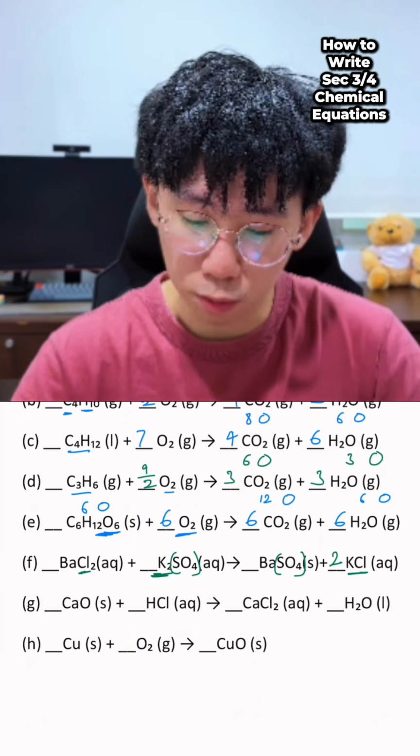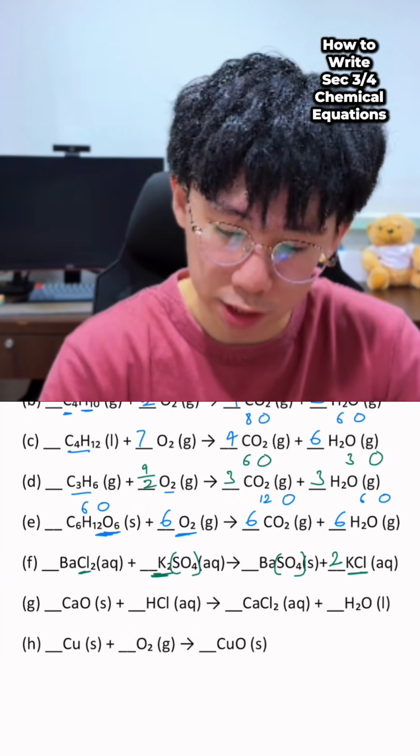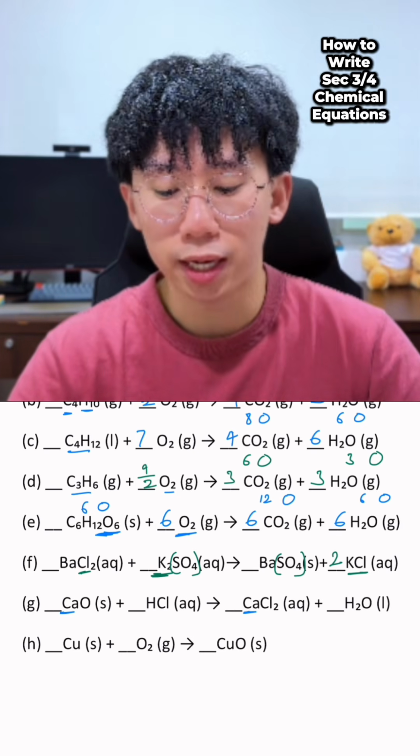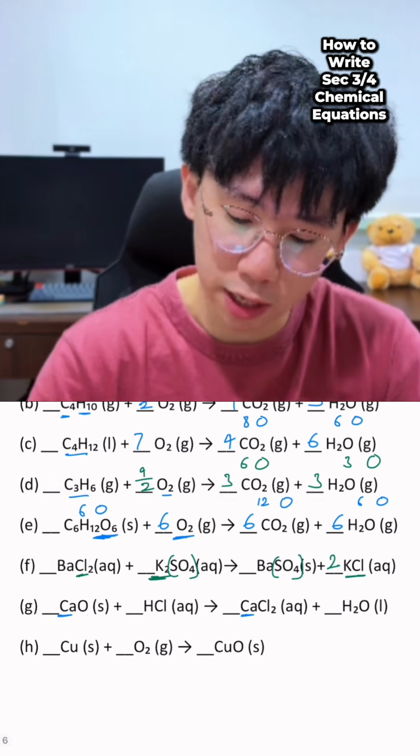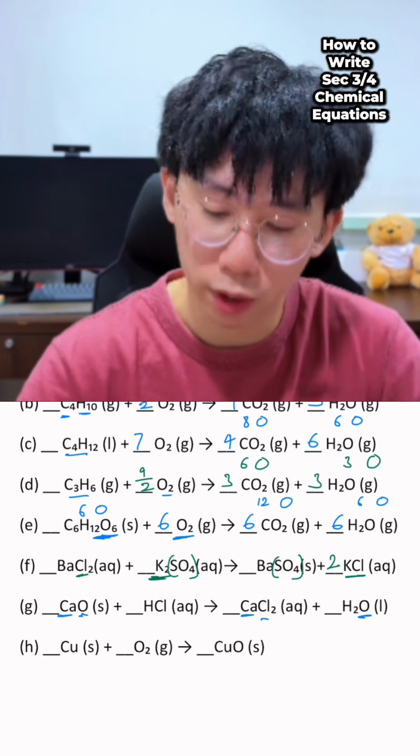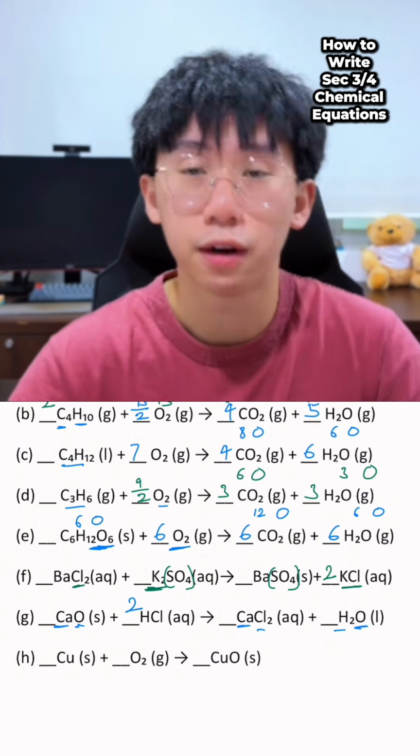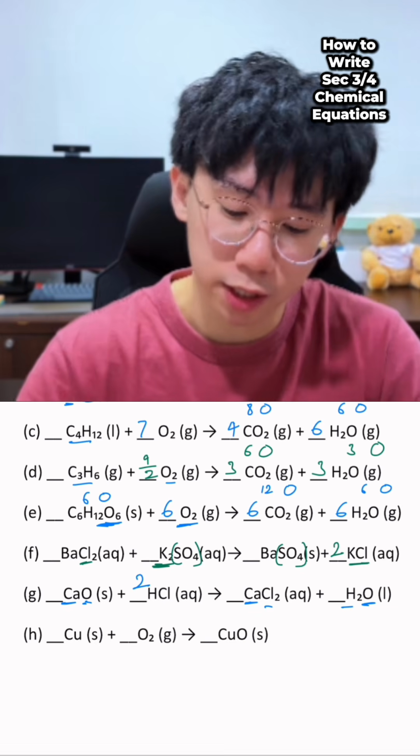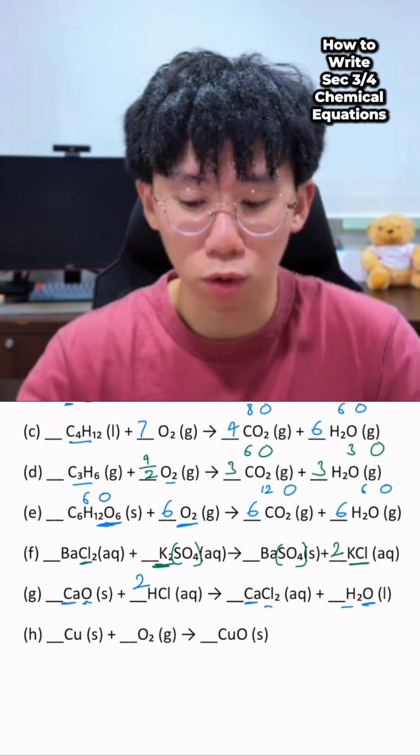So you want to most likely balance the calcium first, but this is balanced already. And then you want to balance the oxygen, but this is kind of balanced already. So what's left is just the H and the Cl. There's 2 Cls and 2 H on the right, so you just add a 2 over here. Very straightforward. Another example here is copper plus oxygen to give CuO.